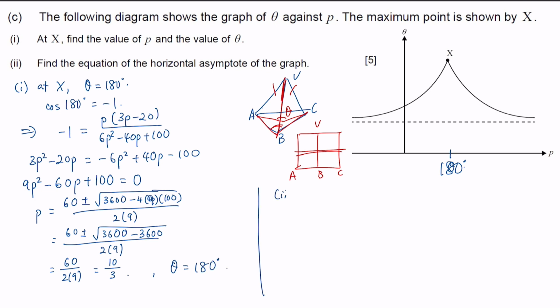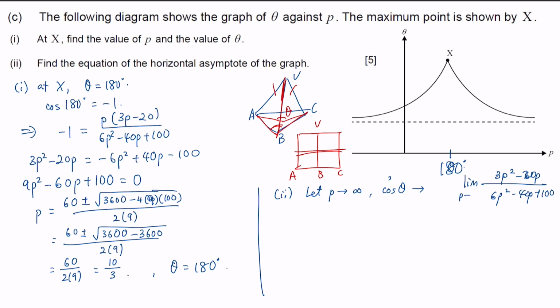Part 2 now. Find the equation of the horizontal asymptote of the graph. Horizontal asymptotes are what we find when we let P tend to infinity. So if we let P tend to infinity, what we want to see is what happens to the value of cosine theta. Cosine theta will tend to whatever value 3P squared minus 20P over 6P squared minus 40P plus 100 tends to as P tends to infinity. So let's calculate that first.